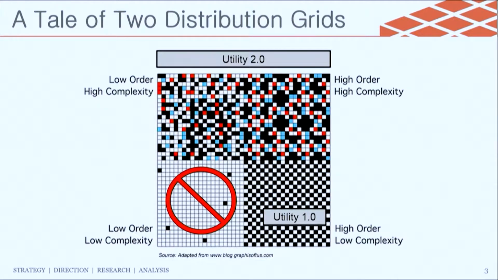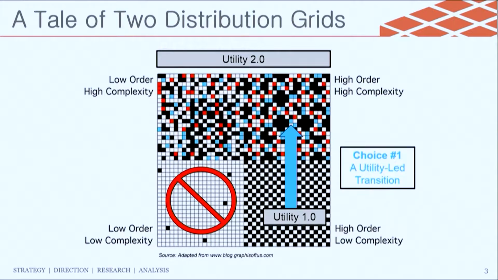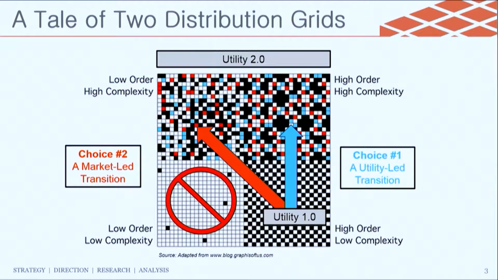Where we are moving is to a more complex world, but there are really two paths. There's one that I'm calling a utility-led transition, and a second one I'm calling a market-led transition. Now, this doesn't mean that in one it's just the utility and in the other it's just the market. It's a matter of who is actually leading that transition. The point I want to make here is there's a higher degree of order from the utility-led transition strictly because they have the infrastructure.